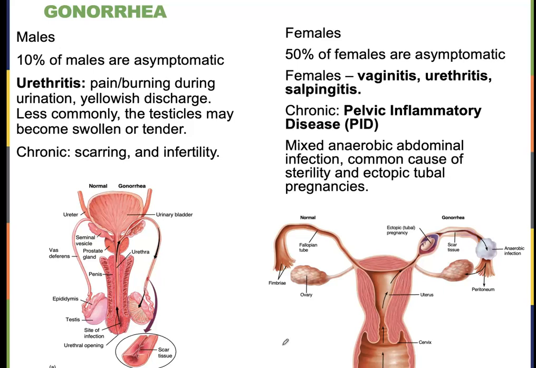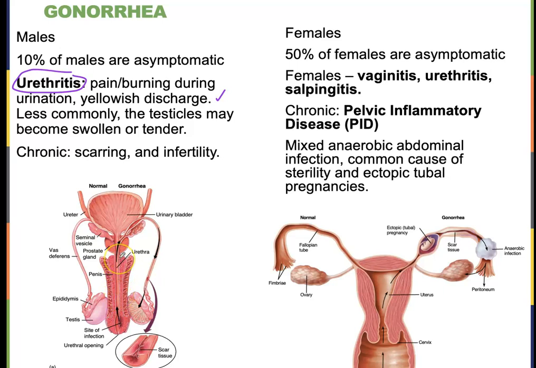So this is how gonorrhea can cause infection. For gonorrhea in males, 10% are asymptomatic, which means 90% of them have symptoms. And the symptom is primarily urethritis, right? So the urethra in the penis gets infected by the bacteria, and it's going to cause an inflammatory response here. So yellowish discharge. And less commonly, because this urethra is attached to, basically it's like a common area, right?